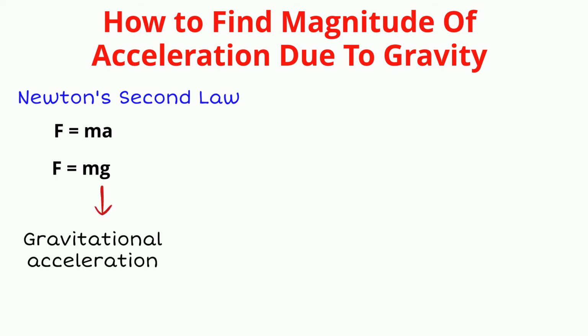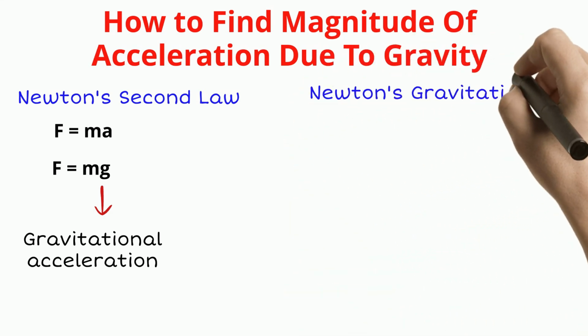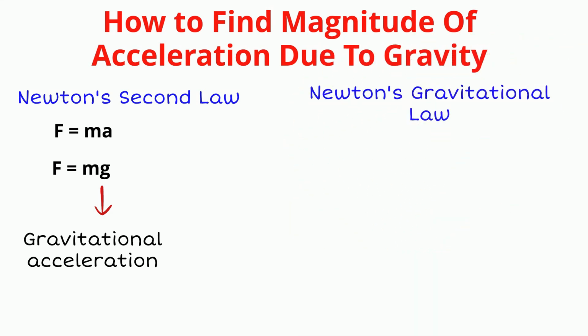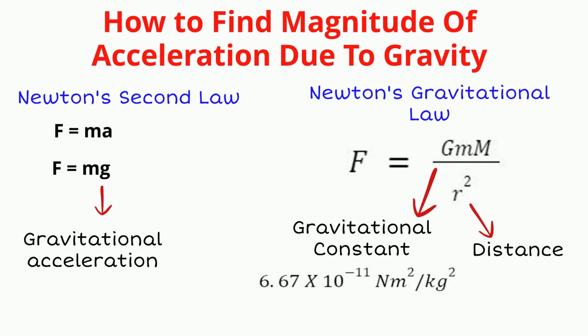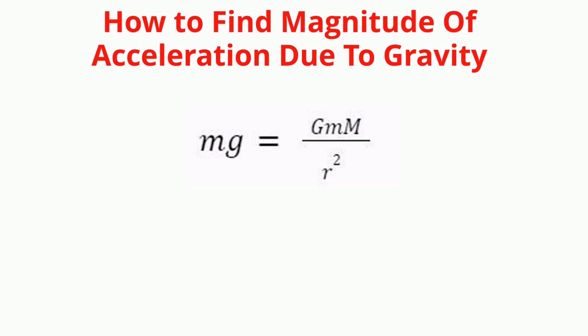Now, if we consider Newton's law of gravitation, then gravitational force is given by F is equal to G m M upon r square, where capital G is the universal gravitational constant, which has a value of 6.67 into 10 raised to minus 11 Newton meter square per kg square, and r is the distance between the two objects. If we compare the above two equations, the acceleration due to gravity can be written as g is equal to G M upon r square.